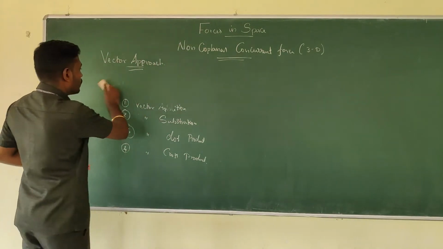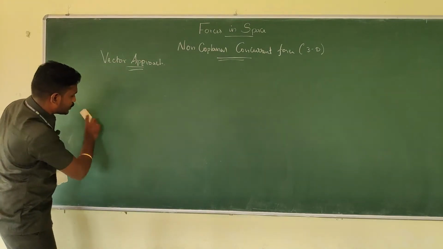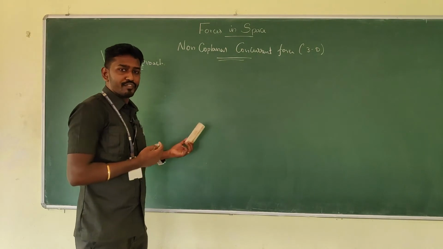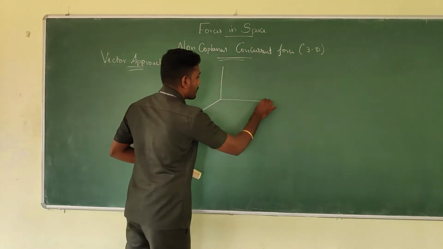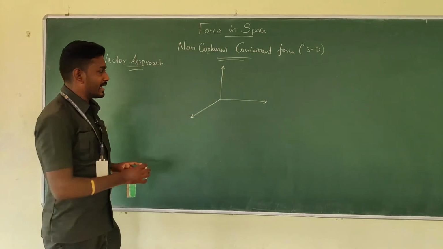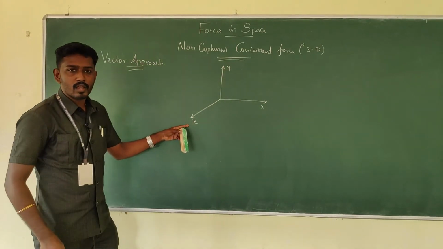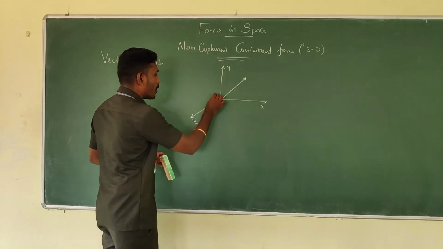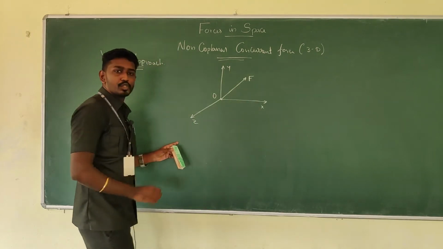Let's move to the force system arrangements and see how we frame the force vectors. For that, just take a space with x, y, z axes, three dimensions. Here I am going to consider a force acting from the point O, something like this, with magnitude F.